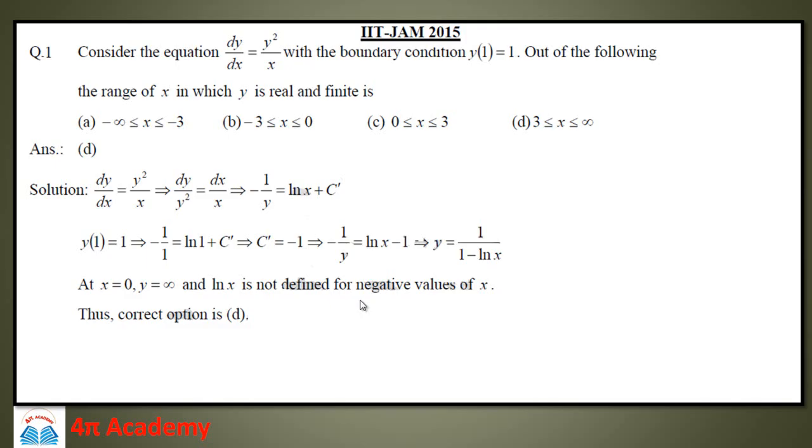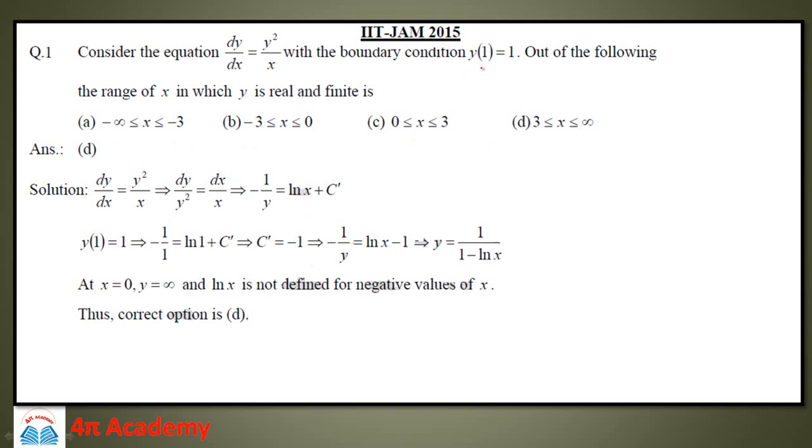So let us begin with the question which was asked in IIT JAM 2015. Consider the equation dy by dx is equal to y square by x with the boundary condition that y of 1 is equal to 1. Out of the following, the range of x in which y is real and finite is, and here you have the options.